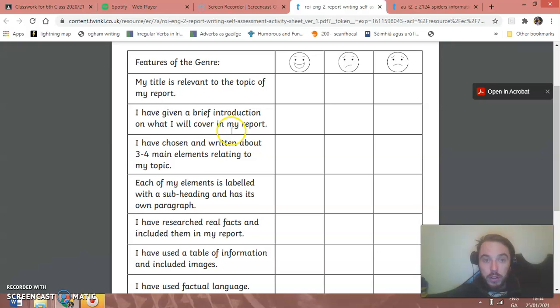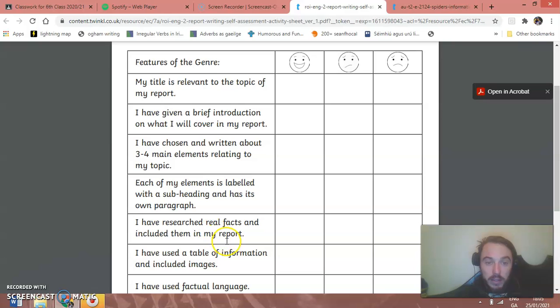I've given a brief introduction on what I will cover in my report. I'm going to be talking about cars, the transport people. I've chosen and written about 3 to 4 main elements related to my topic. So 3 or 4 main points, 3 or 4 main paragraphs basically. Each of my elements is labelled with a subheading and has its own paragraph, so make sure it has a heading. So if you're doing cars and you talk about the wheels, make sure that you have wheels as a title of the paragraph.